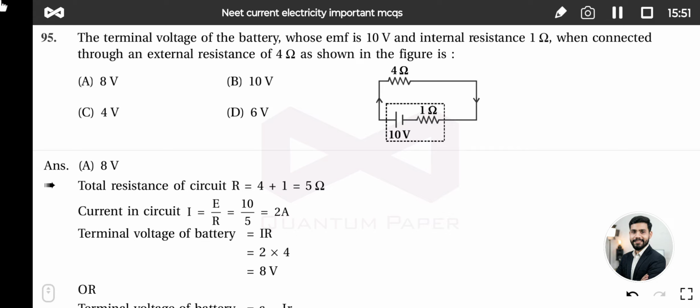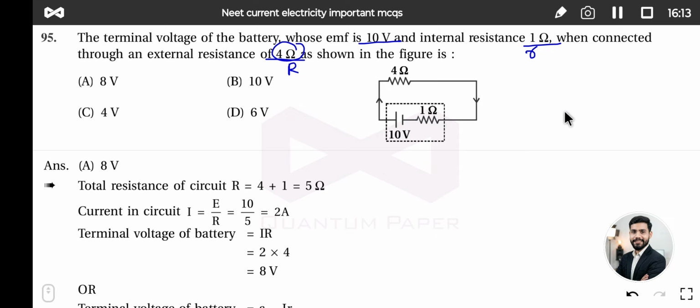Look at the next one. The question is: the terminal voltage of a battery whose EMF is 10 volt and internal resistance, small r, is 1 ohm, connected through an external resistance, capital R, equal to 4 ohm. A similar type of question came in the 2026 exam also. We have to find out the terminal voltage.